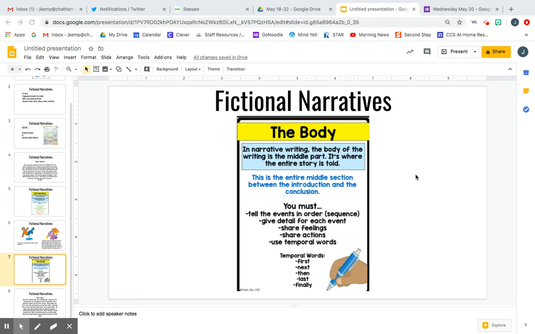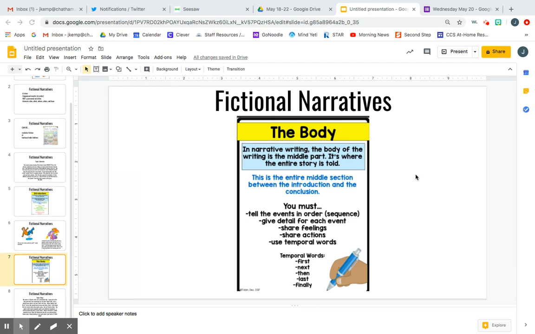So it says, in narrative writing, the body of the writing is the middle part. It's where the entire story is told. This is the entire middle section between the introduction and the conclusion. You must tell the events in order, in sequence, give detail for each event, share feelings, share actions, and use temporal words. And temporal words are words like first, next, then, last, and finally.